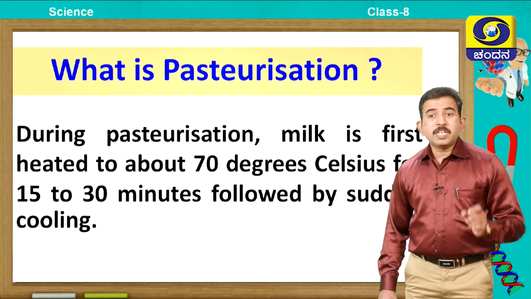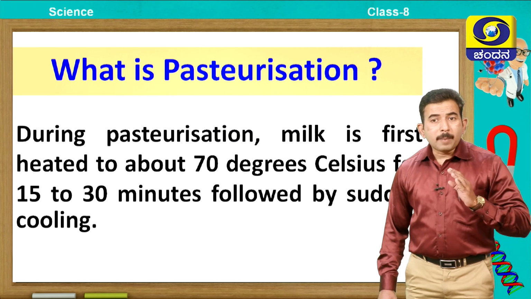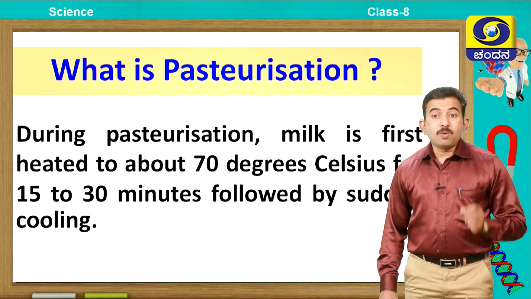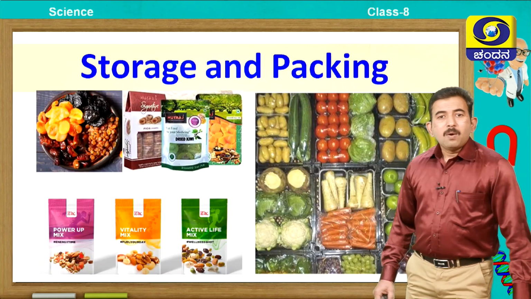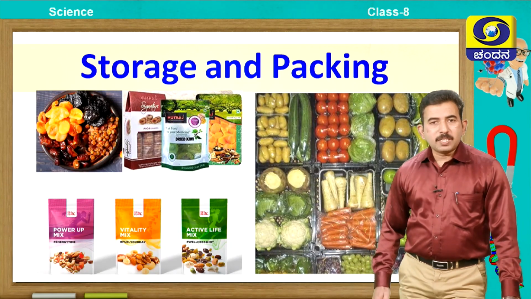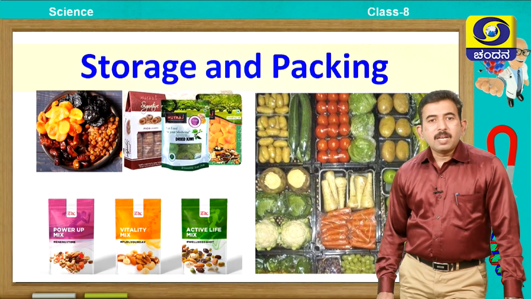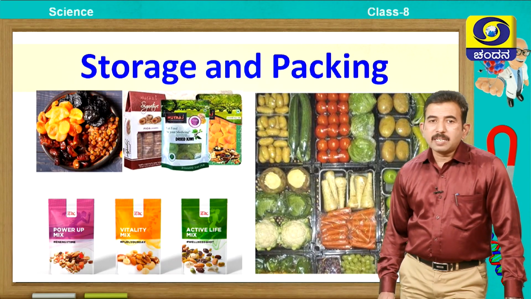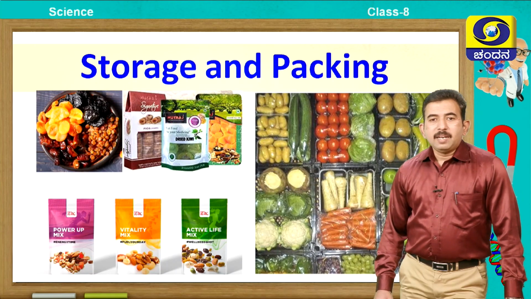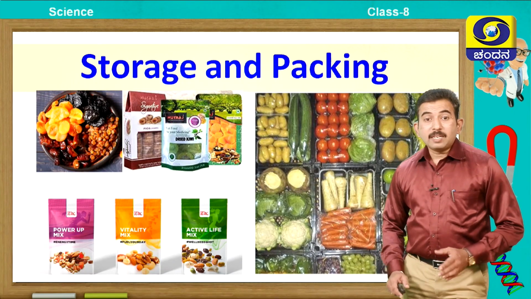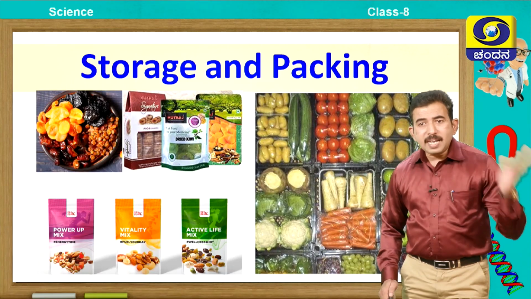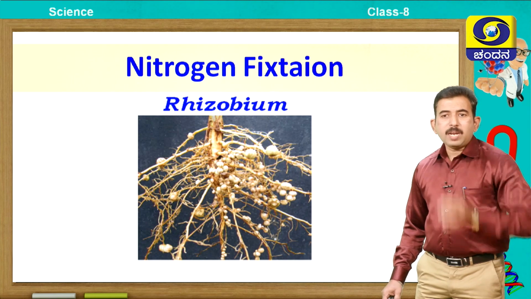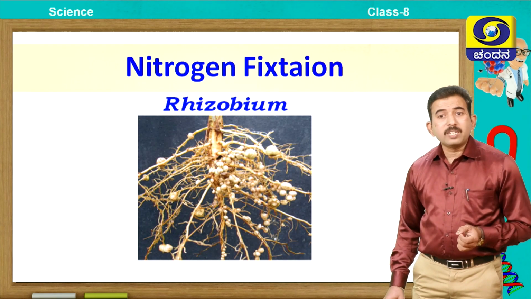Here the main intention is to kill the pathogenic organisms, and also to preserve the nutritive value present in the milk. One more method of food preservation is storage and packing. Nowadays, most of the vegetables and fruits available in the market are packed in plastic covers, so that they will be preserved for many days.